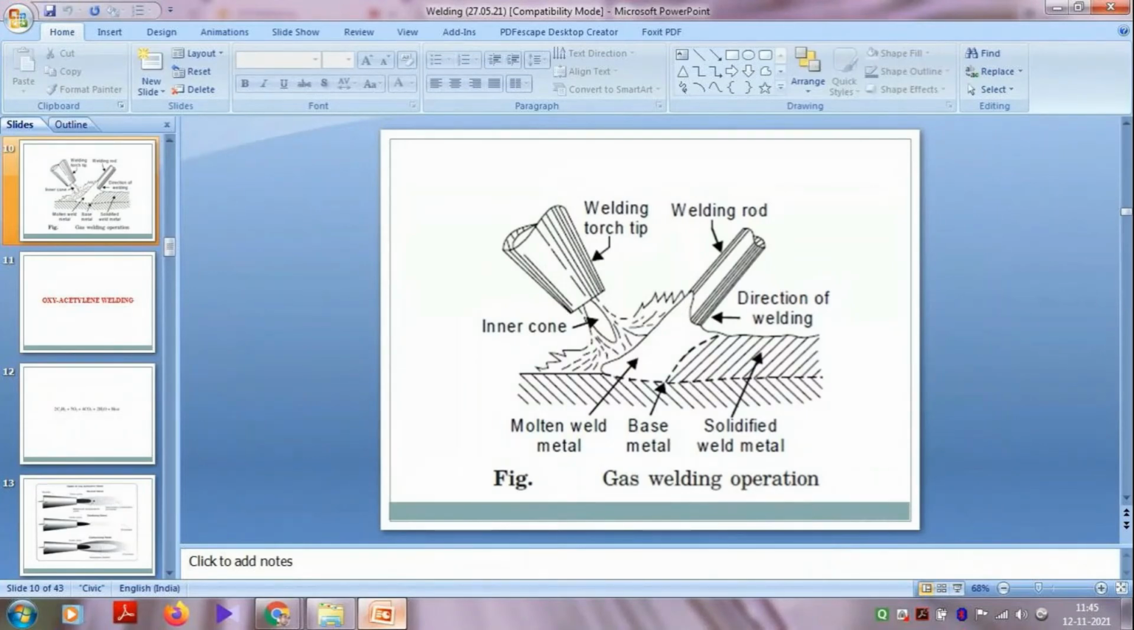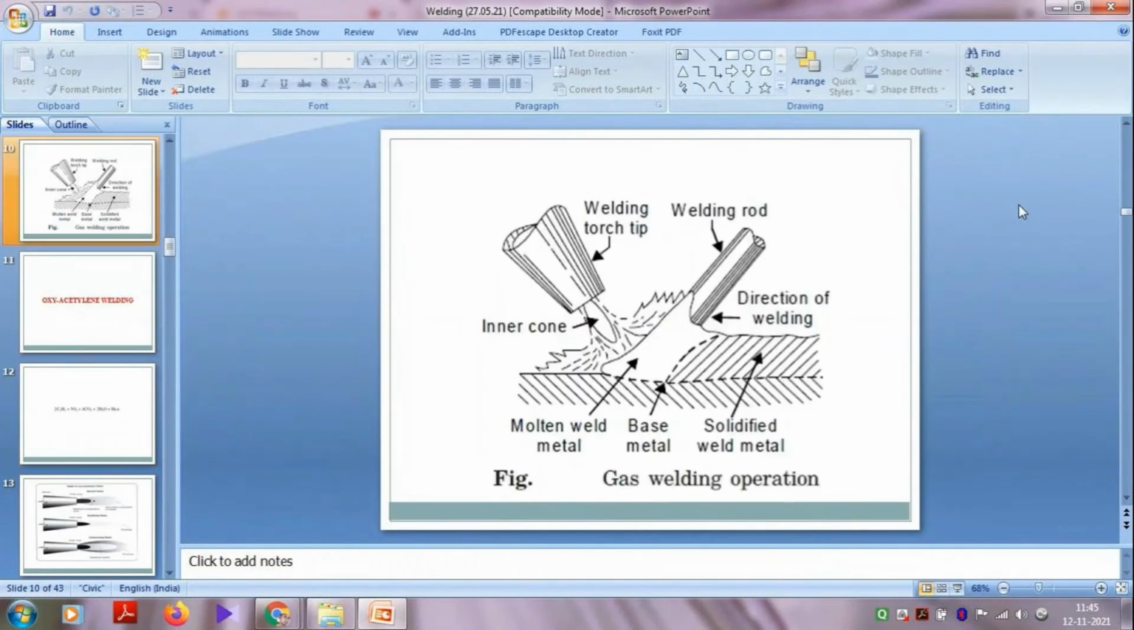So, what you have seen, the details of gas welding, am I right? How is it actually happening in gas welding? Okay, you just see that. Yes, sir.